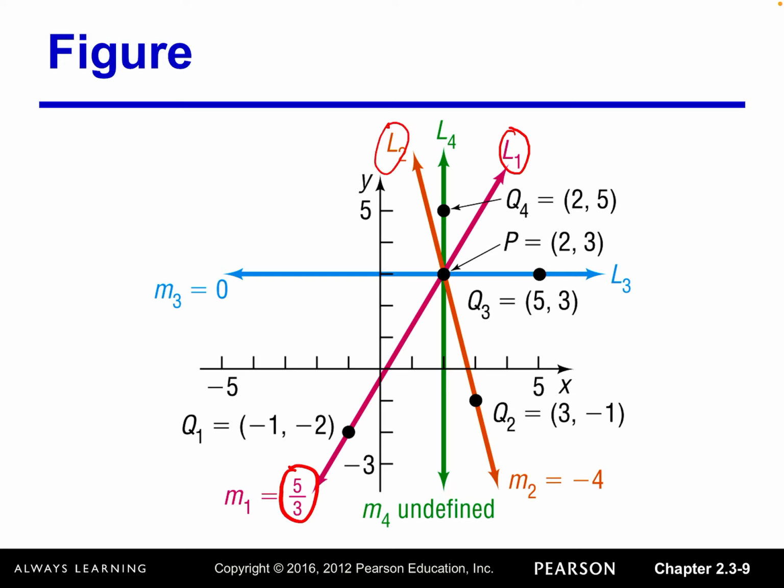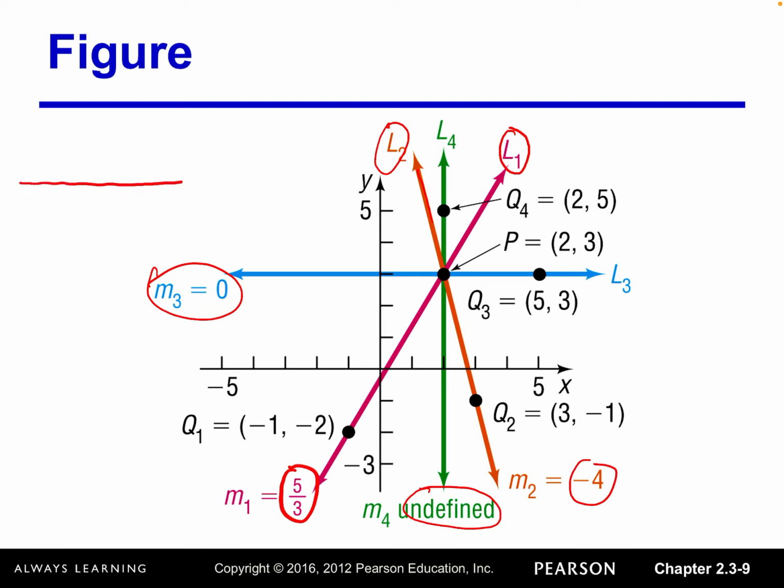L2, the orange line, has a slope of negative 4, and you can see it's this kind of line. The blue line has slope 0. So what kind of line can you tell? It's a horizontal line, isn't it? And the green line, line 4, has an undefined slope. So this represents the four typical values of slope.